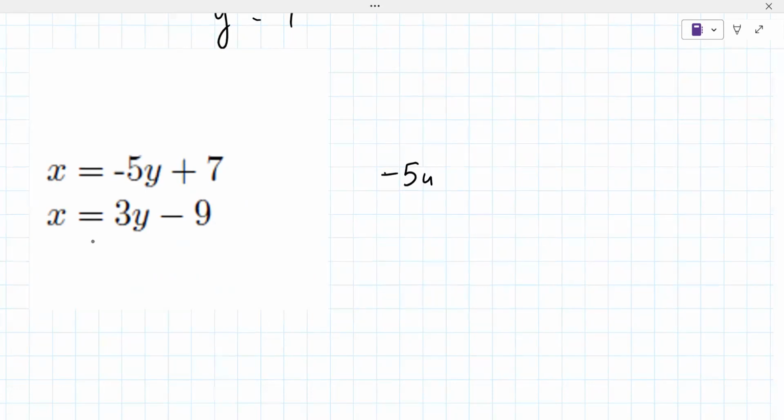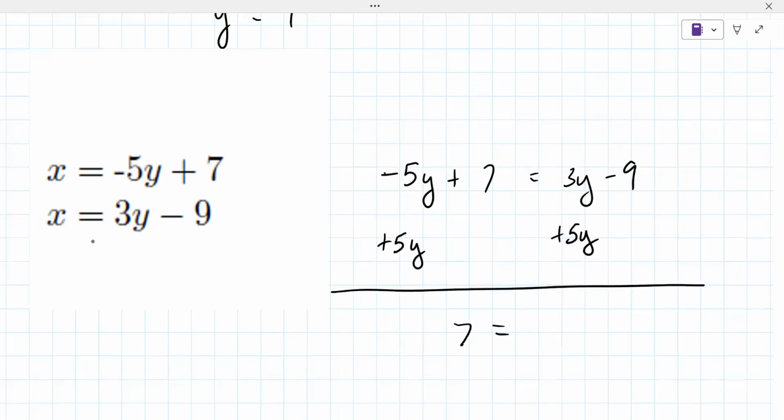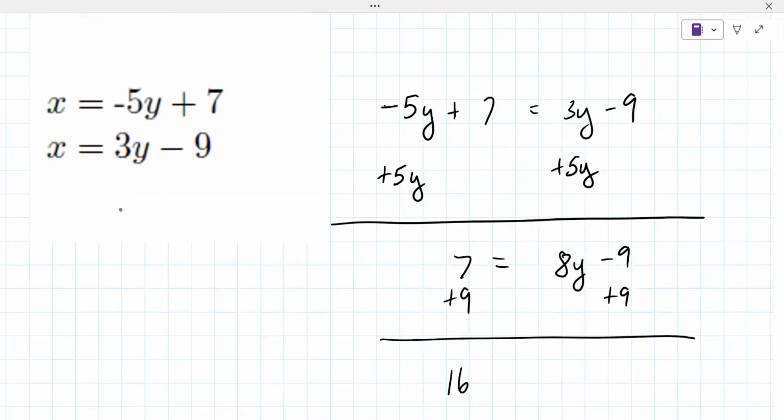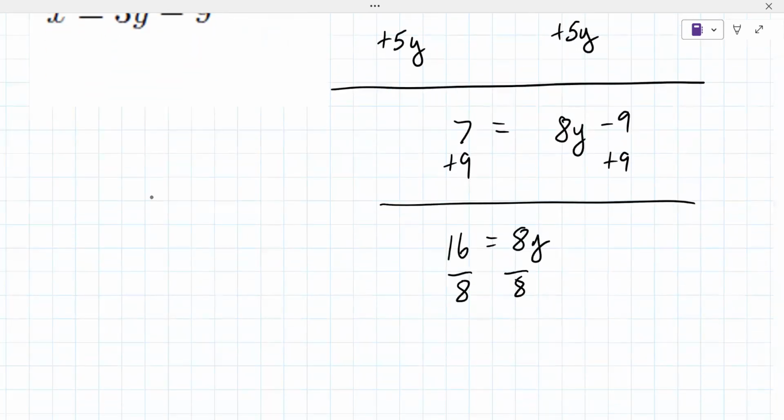You still set the equations equal to each other. Okay. It's just this time you're solving for y, not x. But you still move the smaller to the larger. So you have 16 equals 8y. Divide by 8, y equals 2. So this time you get y first. All the other problems we've been doing, you got x first.